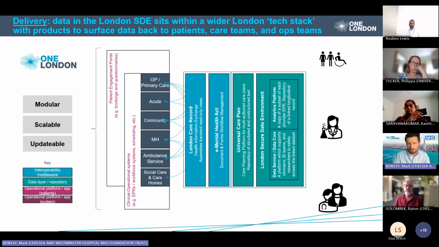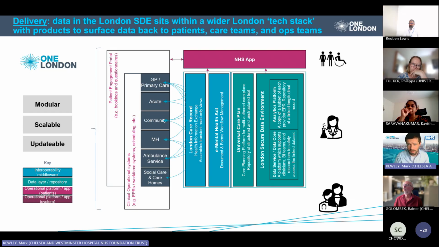And really importantly, the London Secure Data Environment is a core part of that. Imagine it, if you will, as a slightly sophisticated data warehouse for the system that can drive analysis of information to generate insights for direct care, for strategic commissioning, and for research. All of those are interrelated, and one should feed the other, with useful products and analysis developed in the secure data environment made available back through the Universal Care Plan or the London Care Record.